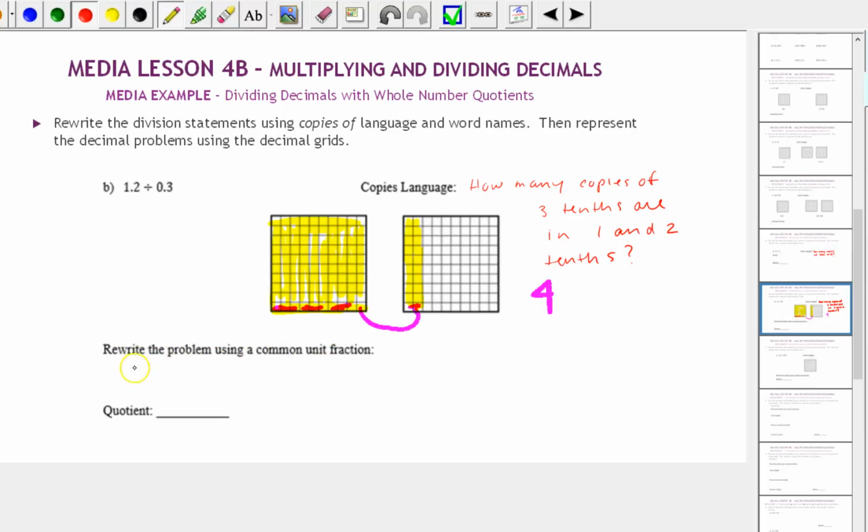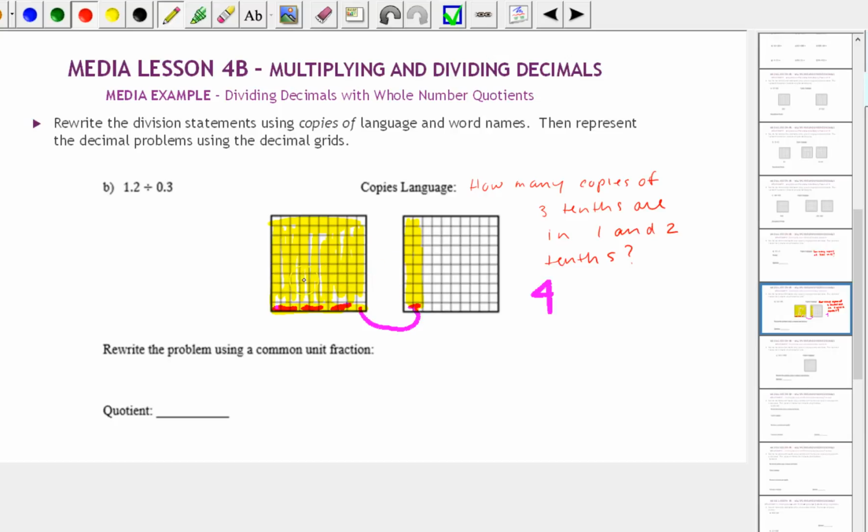Now this is an old PowerPoint. We actually took this out because this lesson was really long. But rewrite the problem using a common unit fraction. And this is a great idea to include if you have time. Notice how many copies of 3/10 are in 1 and 2/10, and that 1 and 2/10 makes it a little bit difficult to visualize this part.